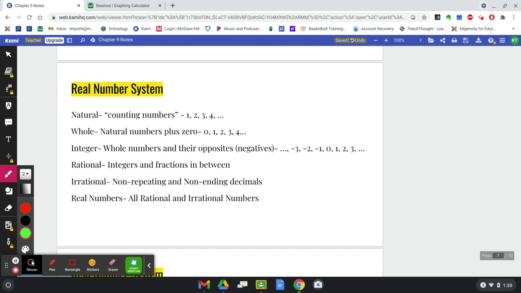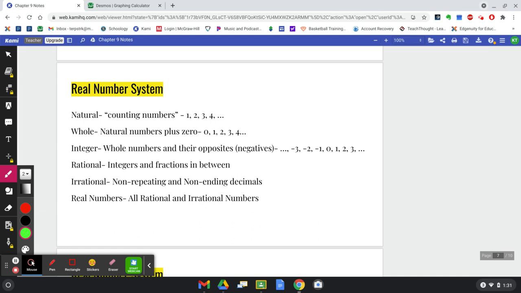So remember the real number system. We start with natural numbers, or the counting numbers. So 1, 2, 3, 4, 5, 6, and so on. Those are natural numbers. And then we add 0, and that's the number set called whole numbers. So 0, 1, 2, 3, 4, and so on. And then we had integers, where we have all those whole numbers, plus we add their opposites. We add the negative side to that. So it's all the whole numbers and their negatives.